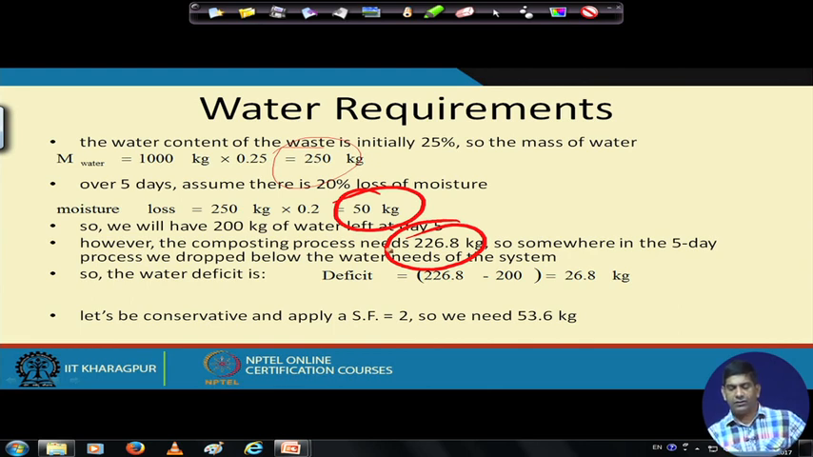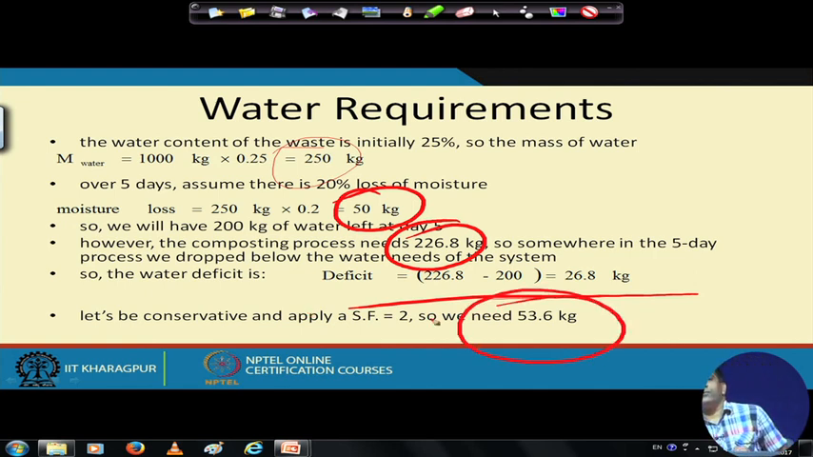So the water deficit usually is there, and you can calculate that as well. And to be conservative and apply a factor of safety, you have a water deficit in terms of the compost plant.